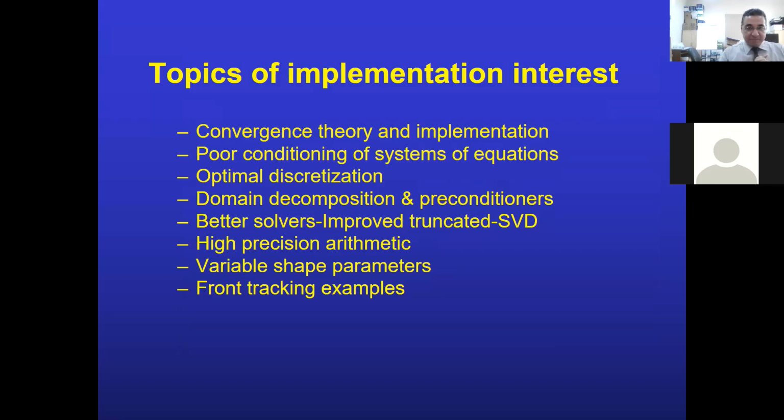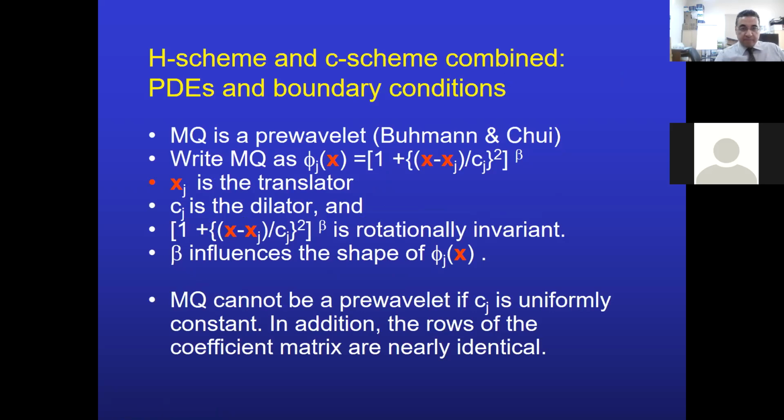So you need better solvers and truncated singular value decomposition. Anyway, high precision arithmetic is, I think, very important, and variable shape parameters and front tracking. Front tracking is very easy to do with no meshes at all. So next slide, please.